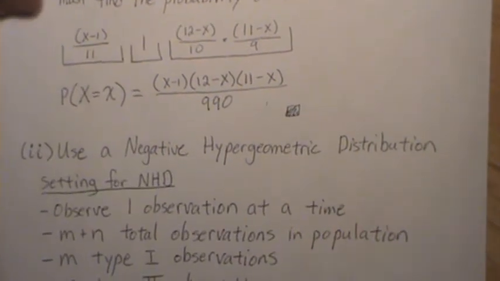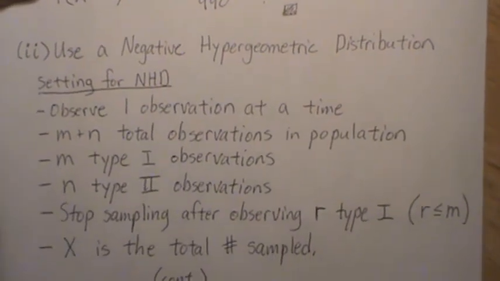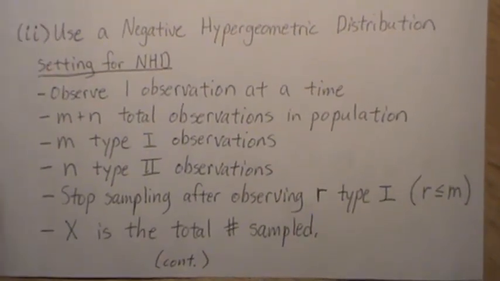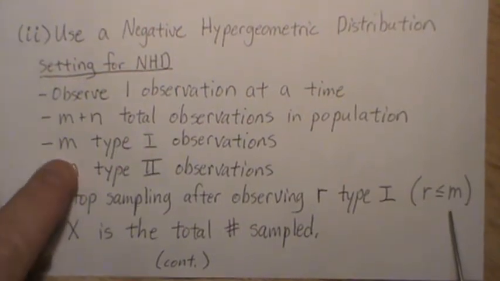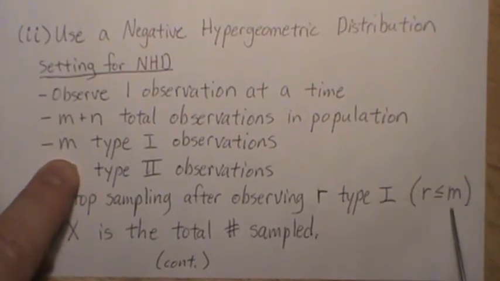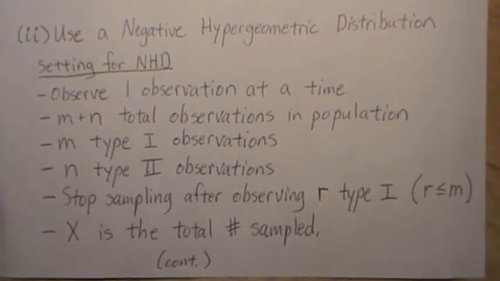So the setting for the Negative Hypergeometric Distribution is this. We observe one observation at a time. There's a total of m plus n observations in our population, so it's a finite population. M of them are type 1 observations, and n are type 2 observations. We observe one at a time, and we stop after we see r type 1 observations. Now r has to be less than or equal to m, because we can't observe more than what we have in our sample. And the random variable X is the total number sampled.